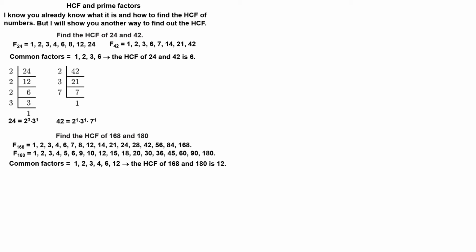The highest common factor of 24 and 42 is 6. 6 is 2 times 3. 2 times 3 is the product of the smallest power of common factors of 24 and 42.